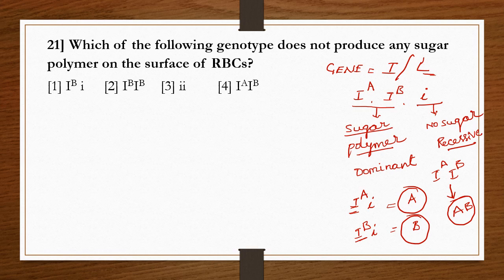So now the question is, which genotype does not produce any sugar? That is O blood group. Small i does not produce any sugar. No sugar production.